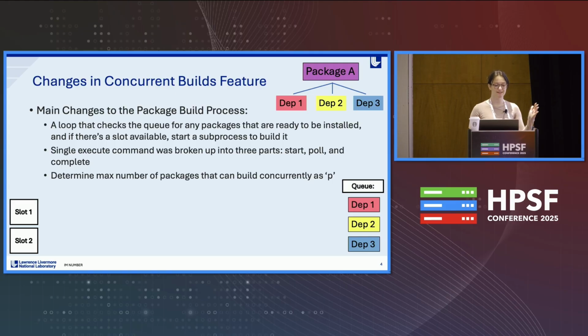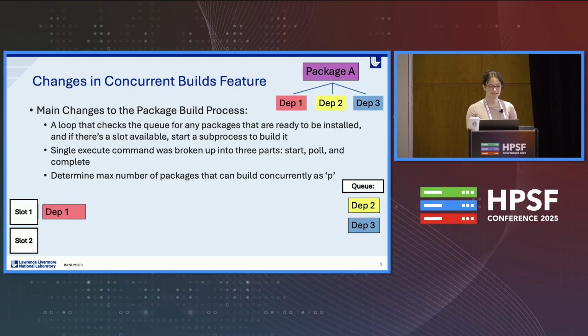I'm going to walk through an example of this algorithm because I think that's easier to explain. With this same DAG that we have in the top corner, we're going to act as if we can only allow 2 packages to build at a time. So you can see that there are 3 packages in the queue. We check if one is ready, which it is, and if there's a slot available to start a package, which there is. So dependency 1 gets put and the process begins.